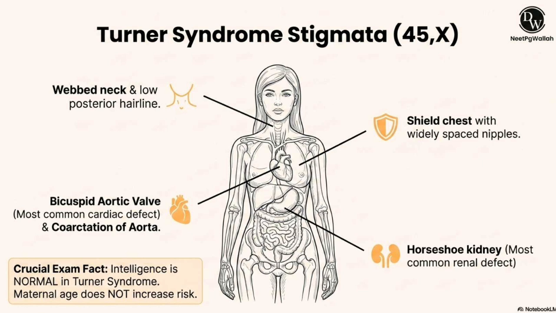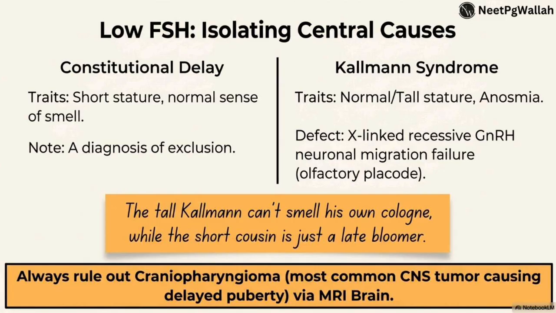But here is a super important exam fact to remember. Despite all these physical challenges, intelligence in Turner syndrome is completely normal. Oh, and maternal age doesn't increase the risk of this condition at all. All right, now what if the FSH was low? That means the brain is at fault. We have two main suspects here, and you just need to remember this.